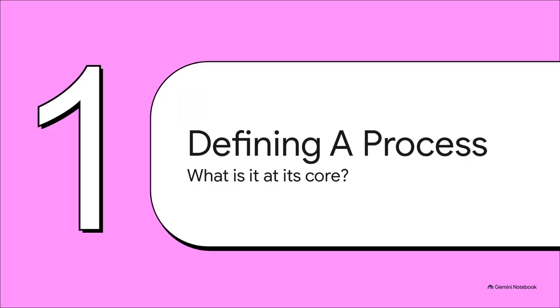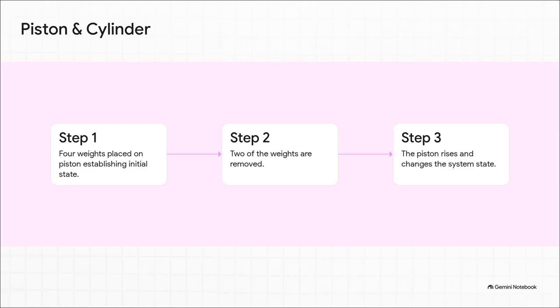Part 1, defining a thermodynamic process. Let's set a quick baseline. What exactly is it at its core? Well, at its simplest, a process is just a system transforming from one equilibrium state to another. In the cylinder animation, in step 1, you've got 4 weights sitting on a piston. That's our initial state. In step 2, we just take 2 weights off. Naturally, by step 3, the piston rises. Boom, the entire state just changed, and energy was transferred along the way in the form of heat.